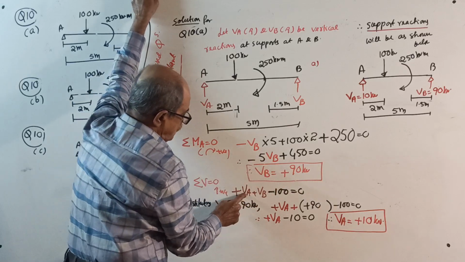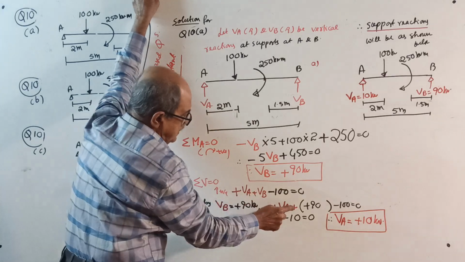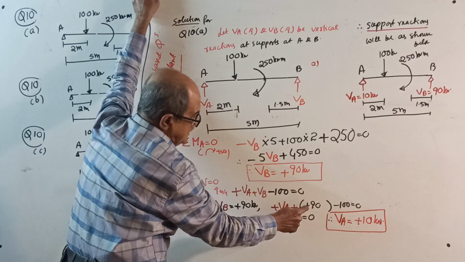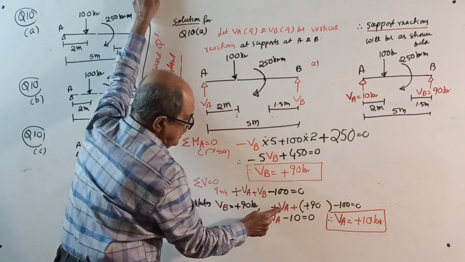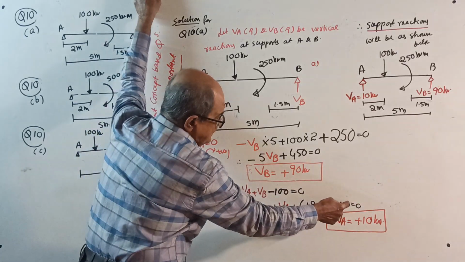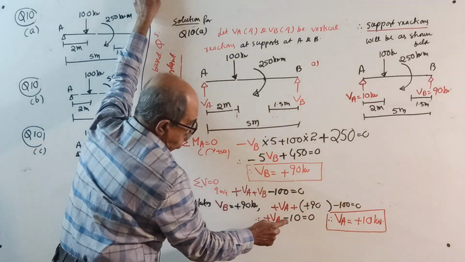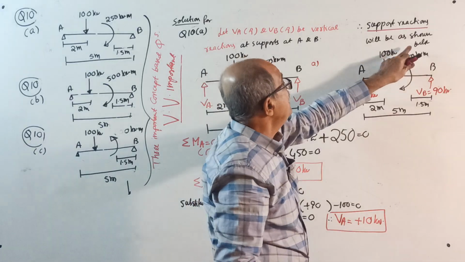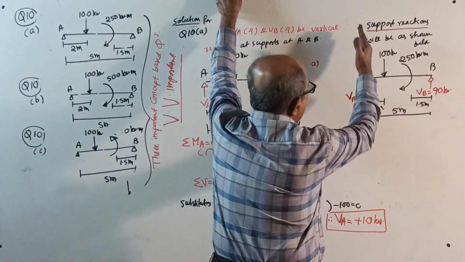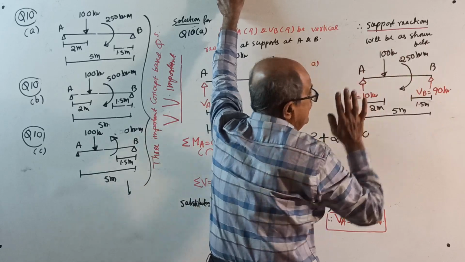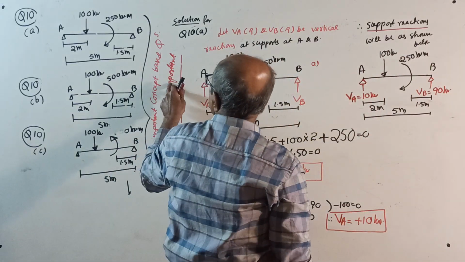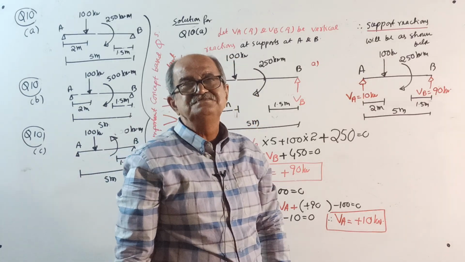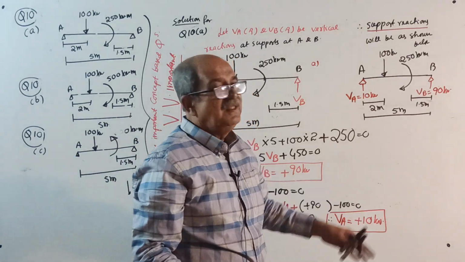So what happens here? Plus VA plus VB, this plus is this plus. VB value is plus 90, minus 100 equal to 0. So VA plus 90 minus 100 is minus 10 equal to 0. So VA will come plus 10 kilonewton. Therefore, support reactions will be as shown below. VA up 10, VB up 90. Solution for question number 10A is over. Here there is not much concept. Both came positive. Okay, over.